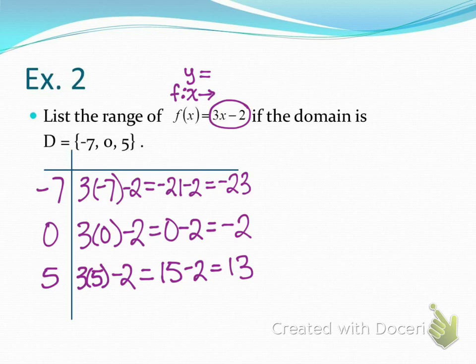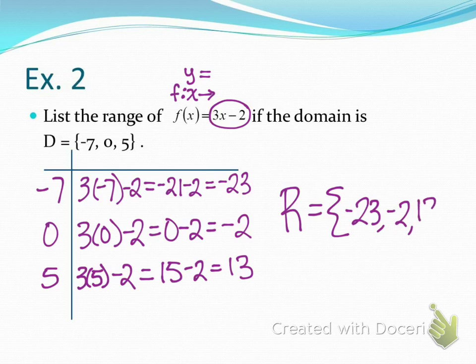Okay, so then we just have to list out our range. We use the capital R. We use the curly brackets. We list our numbers from least to greatest. So what's the smallest number on this list I made? -23. The next smallest is -2. The next smallest, which is really the biggest, is 13.